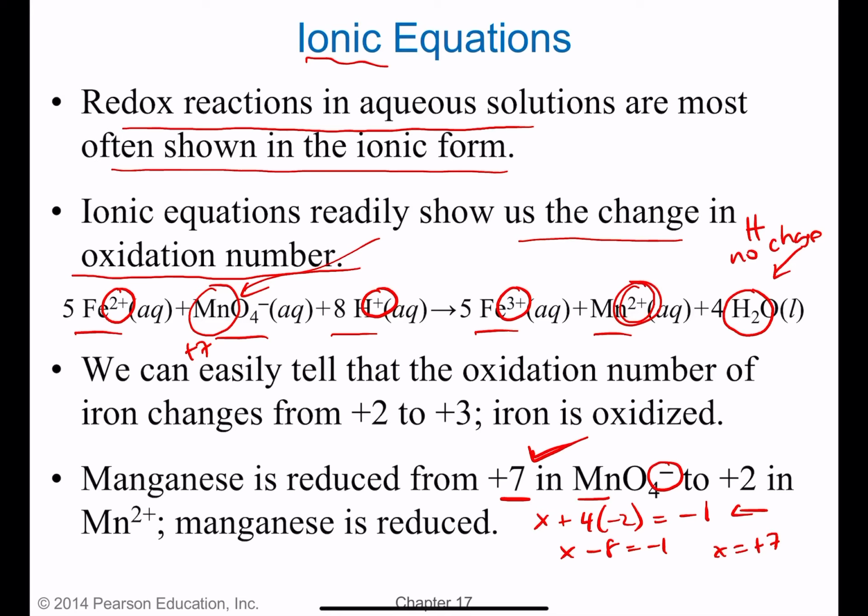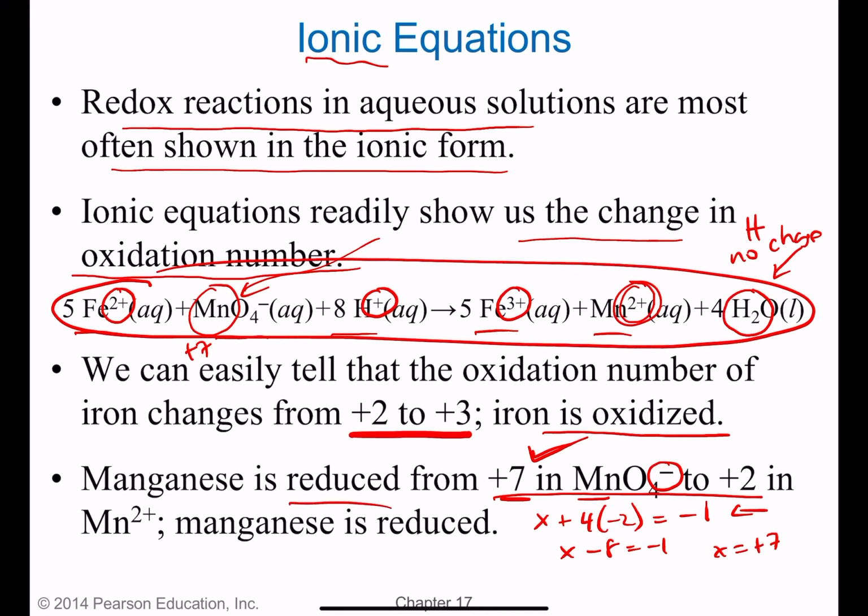Because the iron changed from +2 to +3, it had to lose an electron, so we say it's oxidized. Manganese went from +7 to +2. It had to gain 5 electrons to do that, so that's why we say it's being reduced. So often you'll see redox reactions written in this ionic form because it's much easier to spot the change in oxidation numbers and how the electrons are being transferred.